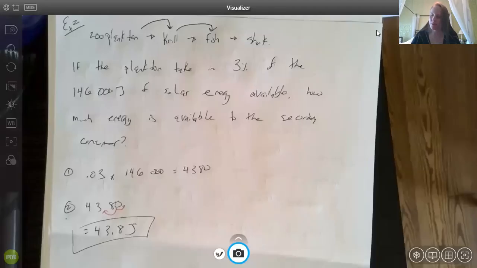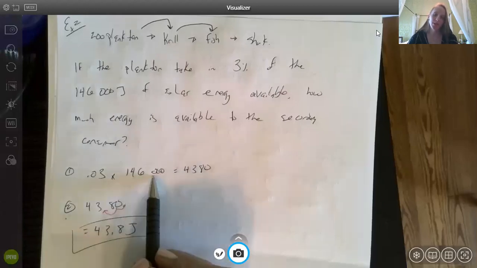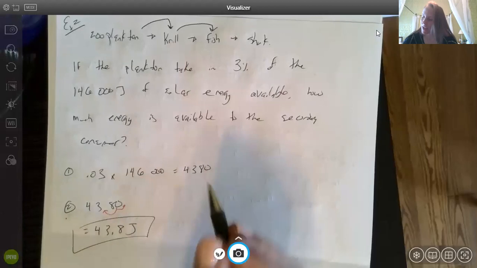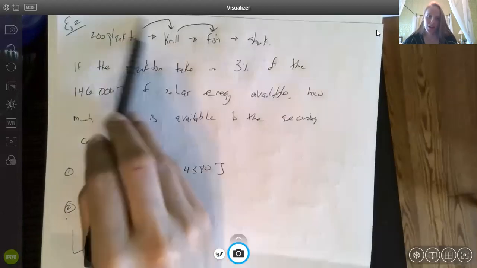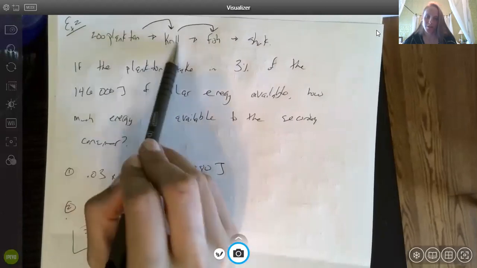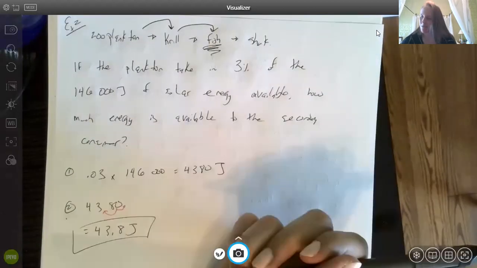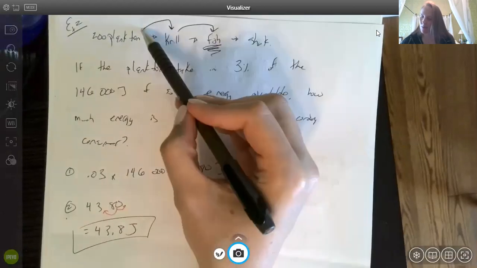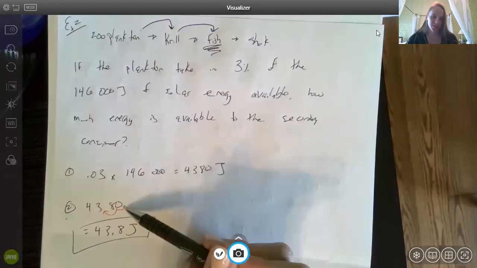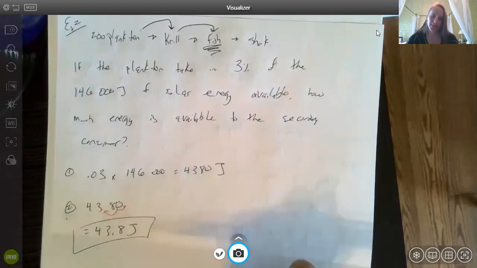Okay, so first step is, of course, figure out what 3% of our 146,000 joules is. So I do 0.03 times that amount, and it gives me 4,380 joules. I then just took my food chain here. This is my autotroph, which means this is my primary consumer, which means this is my secondary consumer. So the fish is the level that I'm trying to get to. I just said, okay, I'm going up 1, 2 trophic levels. So I'm going to take my 4,380, move the decimal place 1, 2 spots, and that gets me 43.8 joules.